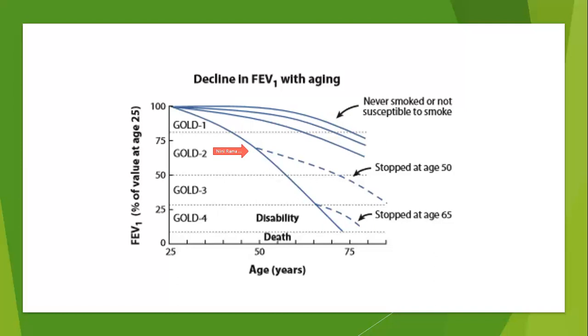In this line you can see these two exit marks. If he stopped smoking at the age of 50, his FEV1 is still declining, but not as dramatically as it does if he continues to smoke. Here, if he stops smoking at the age of 65, again his FEV1 does decrease, but not as dramatically as it does if he continues to smoke. So I think you can learn that it's never too late from this graph. Next slide.